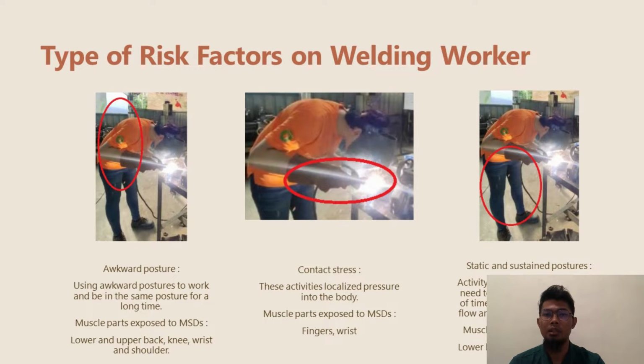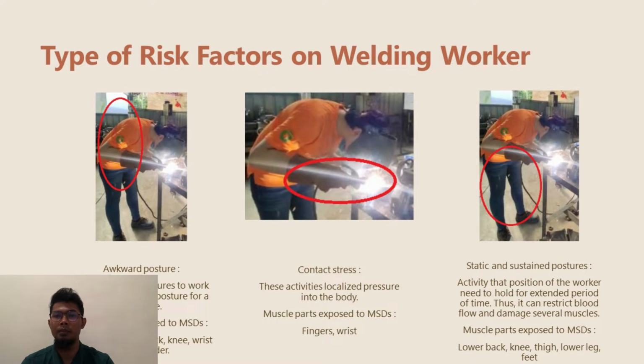Okay, let's continue with types of risk factors on welding workers. So example number 1, we have awkward posture, which means using an awkward posture to work and being in the same posture for a long time. Muscle parts that are exposed to MSD are the lower and upper back, knee, wrist, and shoulder. Example number 2, we have contact stress. These activities localize pressure into the body. The muscles that are exposed to MSD are the fingers and wrist.